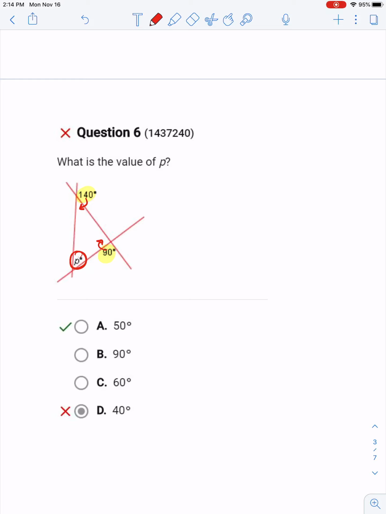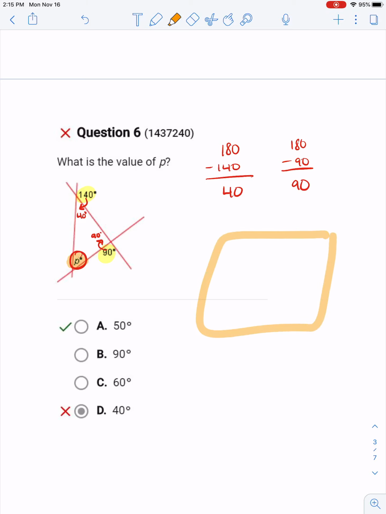So the first one, 140, so I'm going to do 180 minus 140 is 40 degrees. So this little angle in here is 40 degrees. The other one at 90, if I do 180 minus 90, that's 90 degrees. So this angle is 90 degrees. And then this missing angle of my triangle, I'm going to do right here, it's going to be 180 minus both of those that I just found, because we have inside that triangle. So 180 minus 40 minus 90. That's 180 minus 130, which is 50 degrees. So P is 50 degrees.